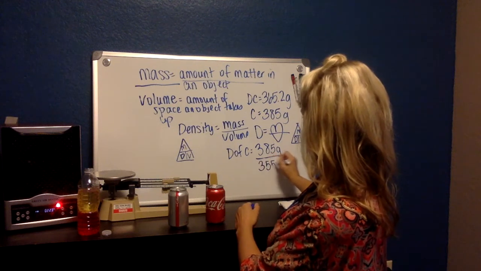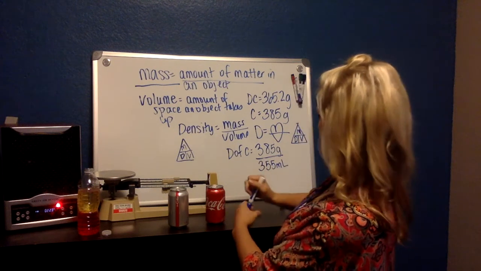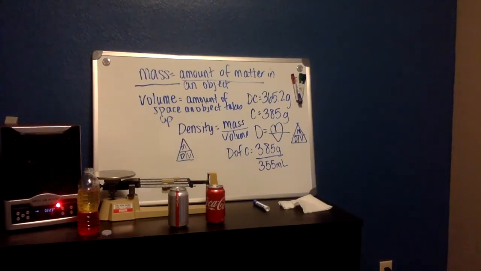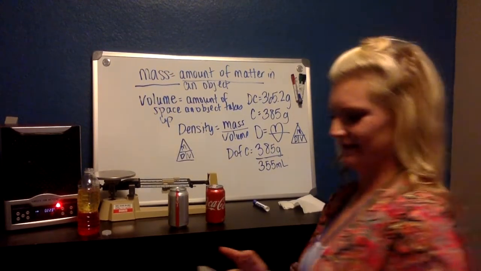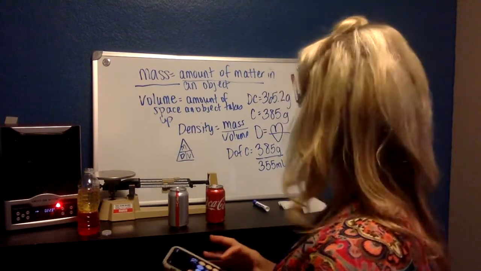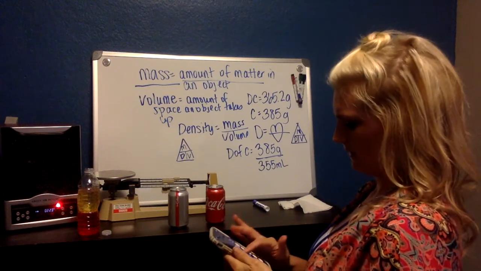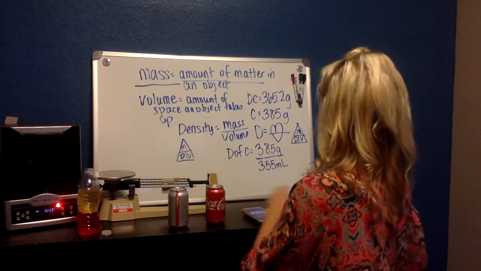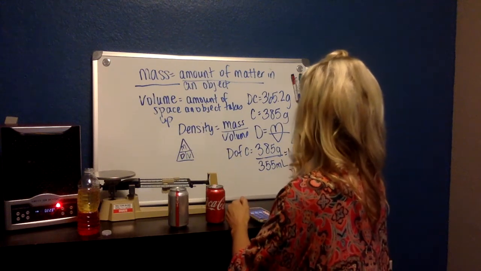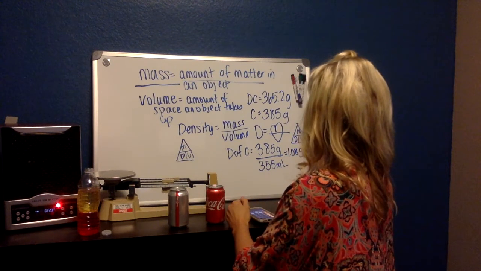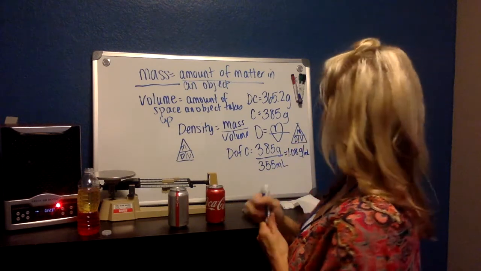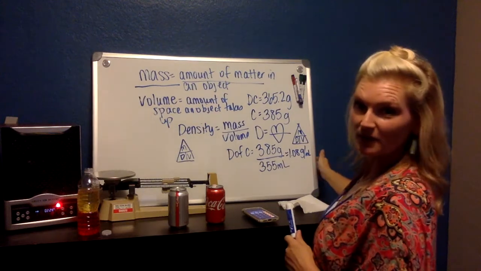They give us the milliliters as 355 milliliters, okay? And then we're going to calculate that. So let me grab my trusty calculator, which is my phone right now. And I'm going to calculate 385 divided by 355 equals, and my answer is 1.08, and that's going to be grams per milliliter. I'm going to carry my units and keep my units. Hopefully you guys can see that okay.